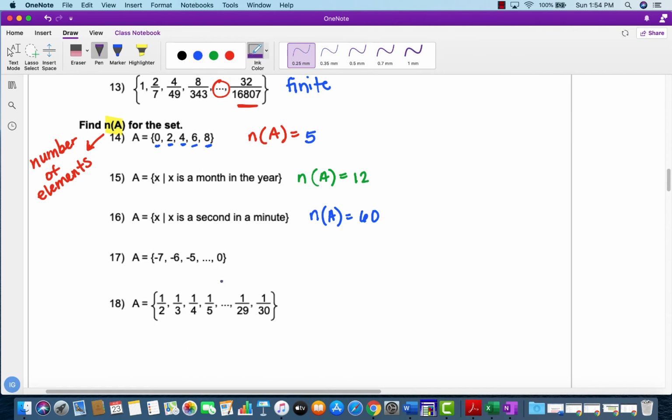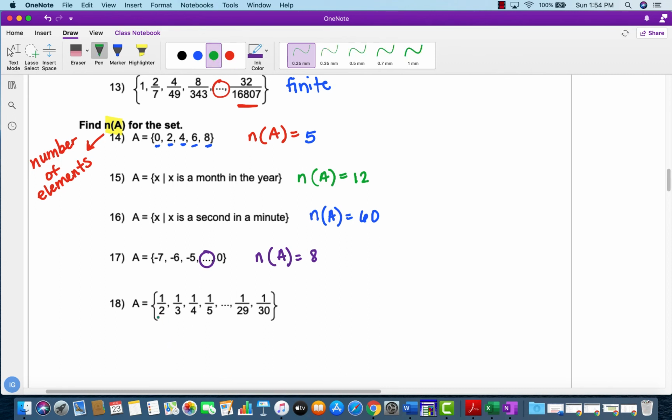Alrighty, so the next one, we have a set. Remember, ... means there are numbers in between. So it looks like it's only decreasing by 1. So -7, -6, -5, -4, -3, -2, -1, and 0. So how many elements is that? It looks like we have a total of 8. Make sure you double check.